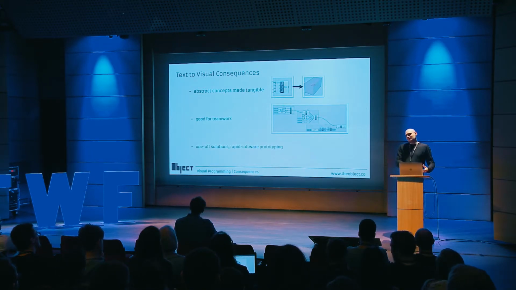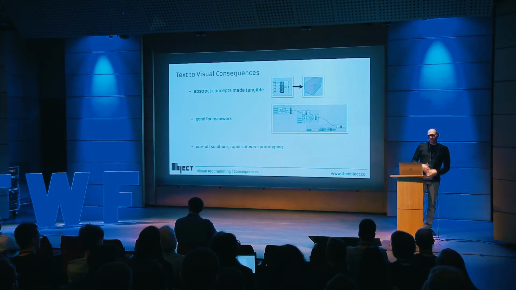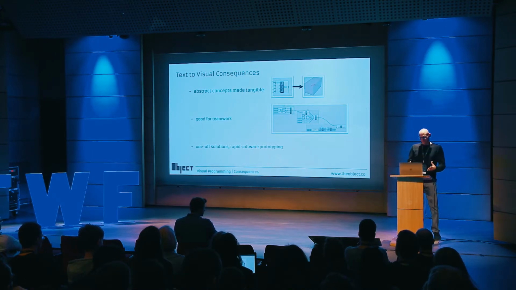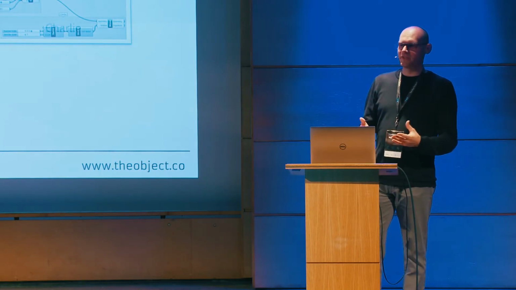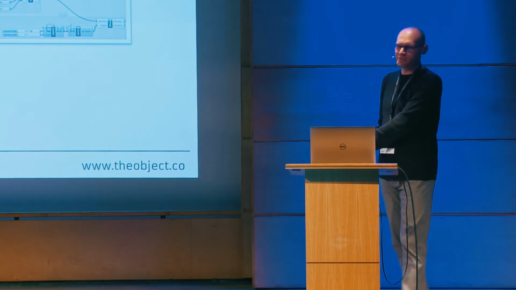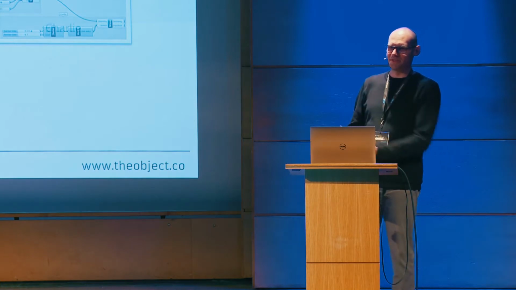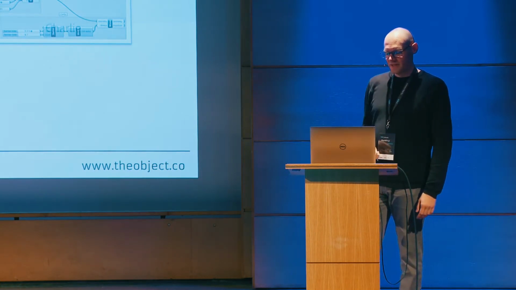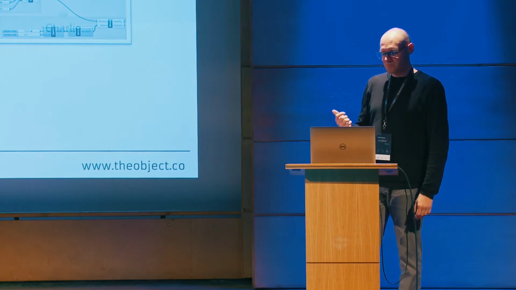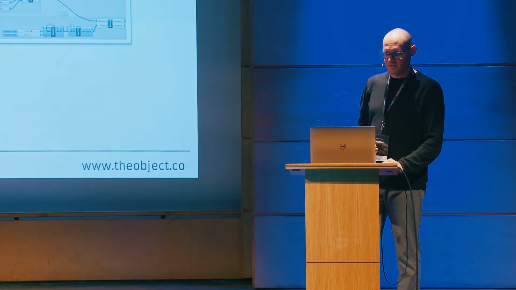And so we can very quickly come up with different prototypes of those parametric models with visual programming. And we call those one-off solutions because for every project and even for every concept for every project, you need a separate solution, a separate definition, a separate code, visual code. So it's a rapid software prototyping.